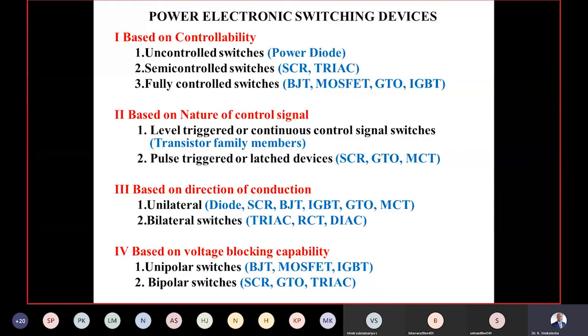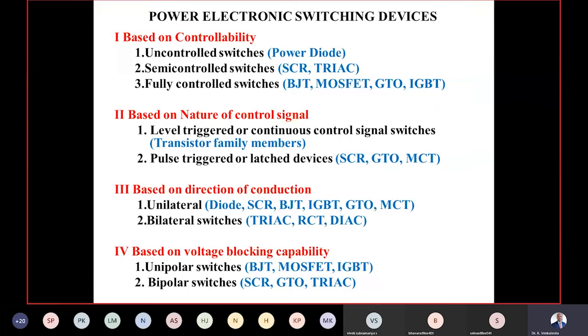If you take SCR, GTO, MCT, almost all the thyristor family members, you give only one small pulse, it will be on. I don't want to give the pulse further so that losses will be reduced in the control terminal loop. Control terminal loop losses will be reduced. That's the main advantage.